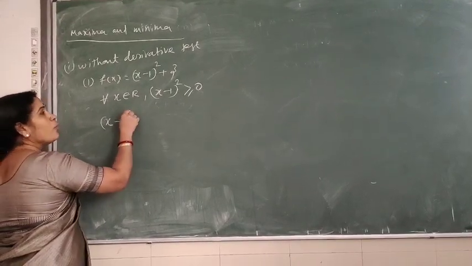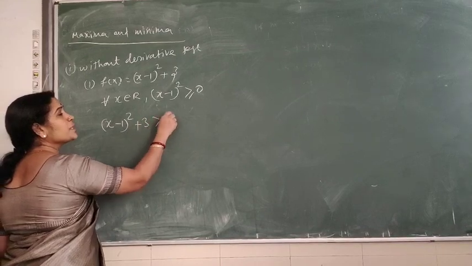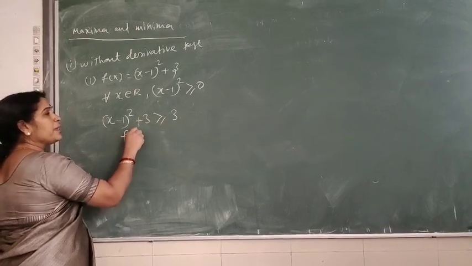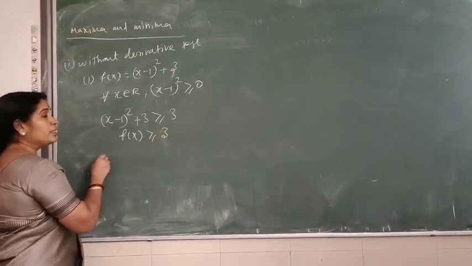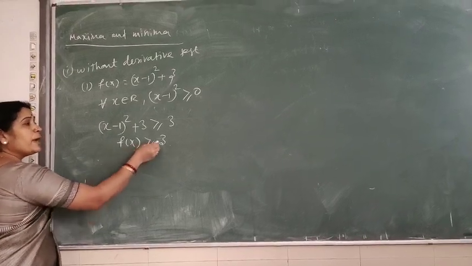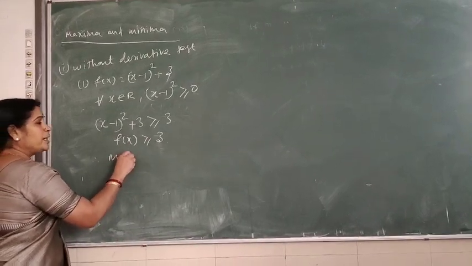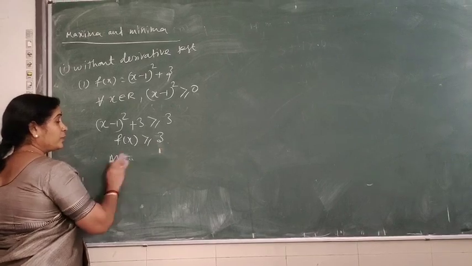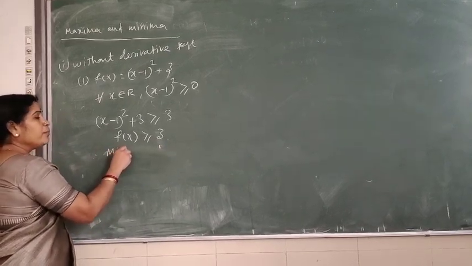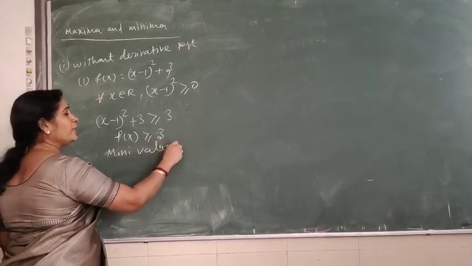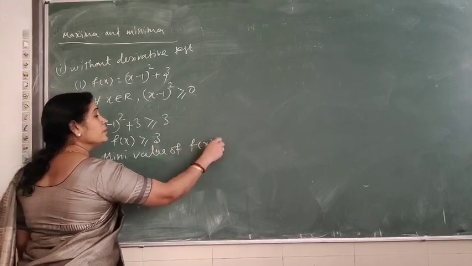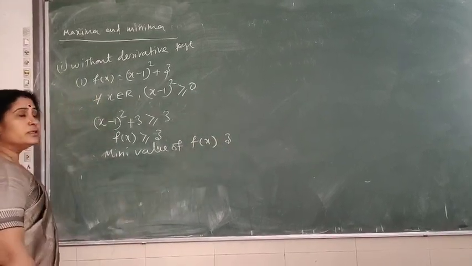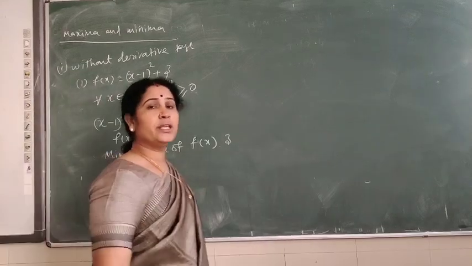Now, (x minus 1) the whole square, if I am adding 3 on both sides, that means I am getting f of x which is greater than or equal to 3. Therefore, the minimum value of f of x is 3 and the maximum value we cannot decide. Okay, fine, up to infinity it will go.